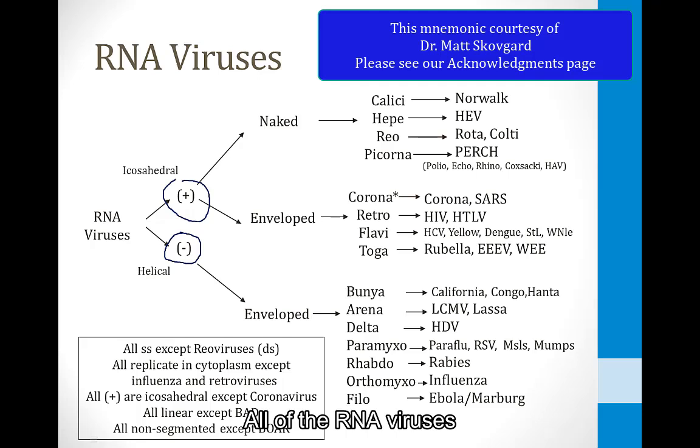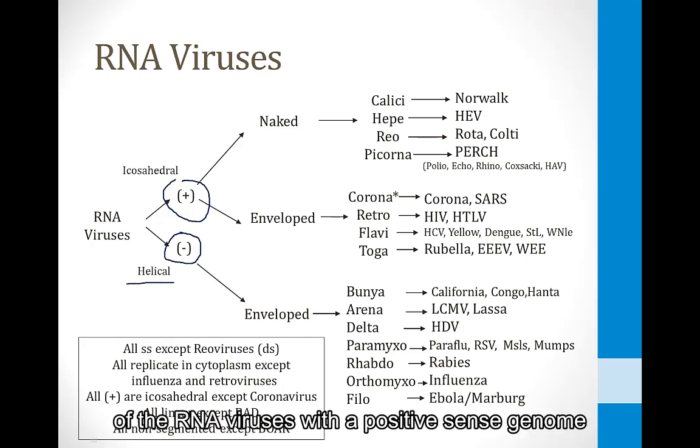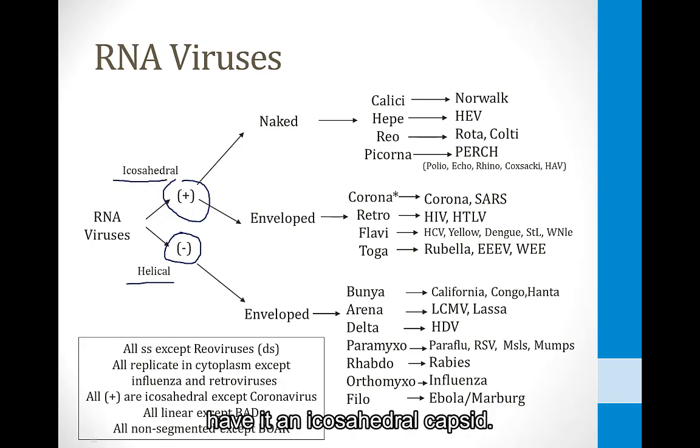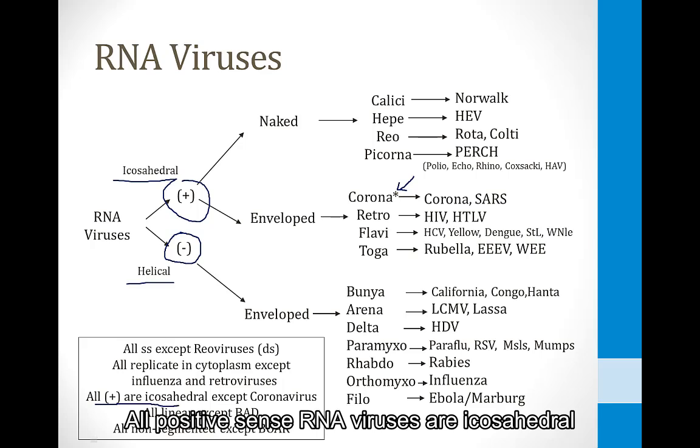All of the RNA viruses with a negative sense genome have a helical capsid, and all of the RNA viruses with a positive sense genome have an icosahedral capsid. There's just one exception to this rule, and that's the coronavirus family. They have a positive sense genome, but they have a helical capsid, and I've written that one exception down here. All positive sense RNA viruses are icosahedral except for the coronaviruses, which are helical.